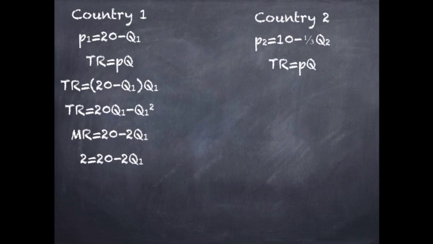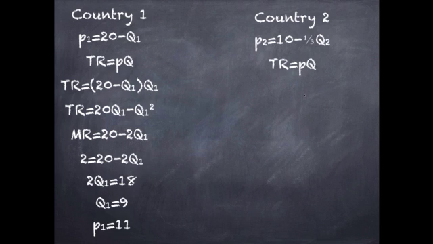And if I set the marginal revenue, 20 minus 2Q1, equal to marginal cost, remember marginal cost was equal to 2, so we get, for the profit maximizing condition, 2 is going to be equal to 20 minus 2Q1. 2Q1 is going to be equal to 18. Q1 is going to be equal to 9. And since I know Q1, I can place that back into the inverse demand function for country 1. So we're going to have 20 minus 9, so P1 is going to be equal to 11.